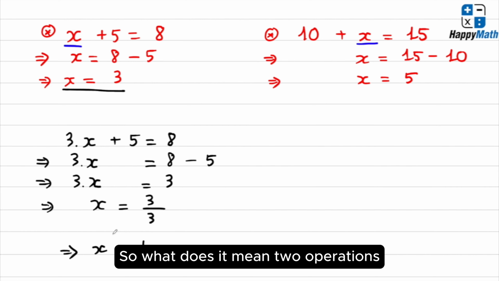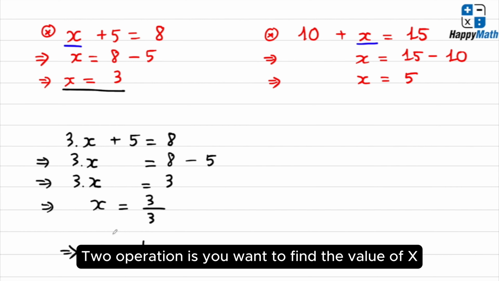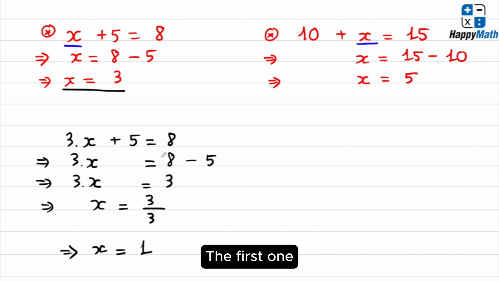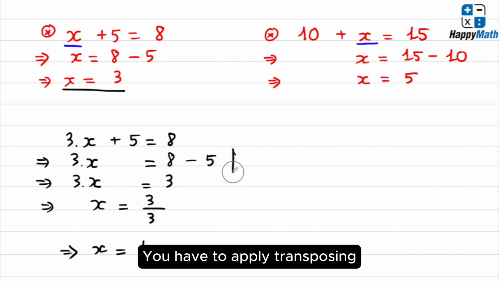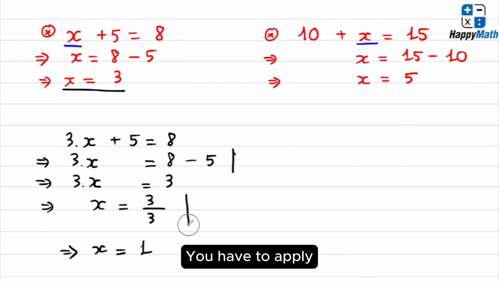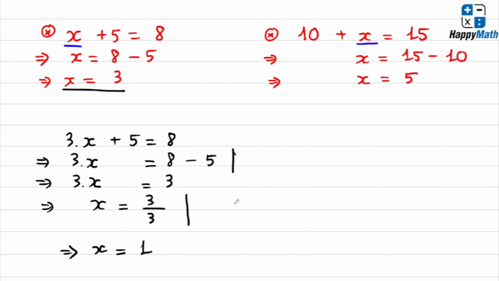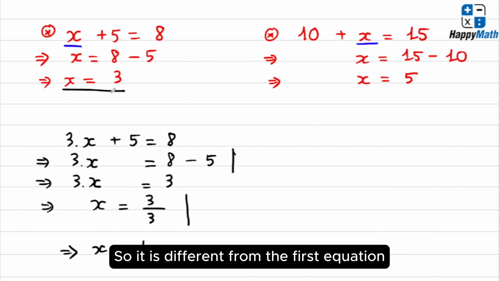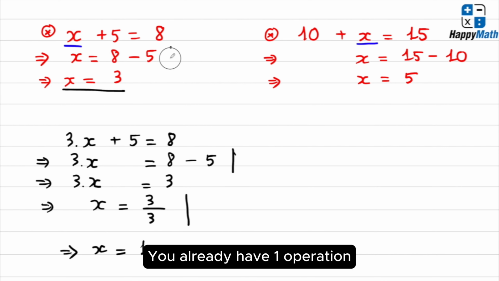So what does it mean, two operations? Two operations means you want to find the value of x. The first one you have to apply composing, and the second one you have to apply the captain on top method. So after two operations, you have the value for this question, which is 1. So it is different from the first equation. There you already have one operation, the composing method, that is all.